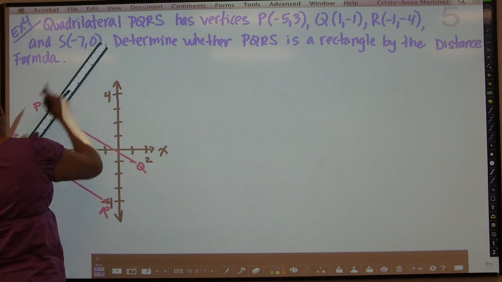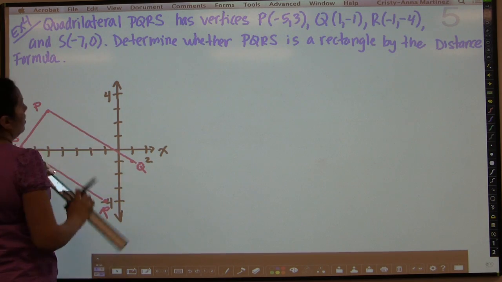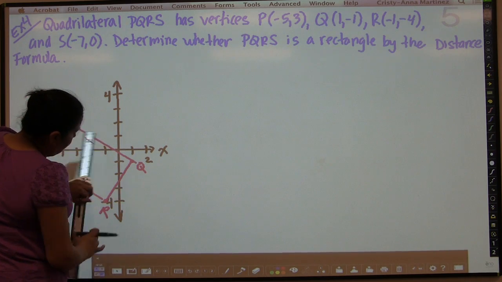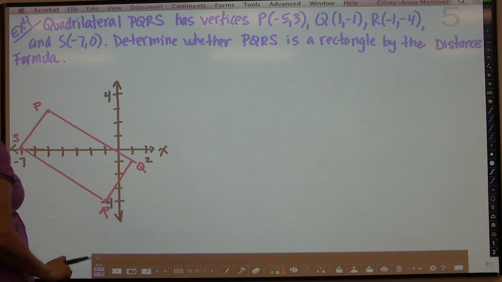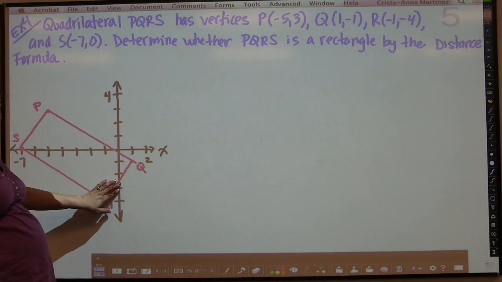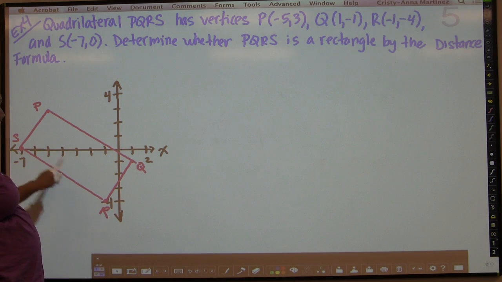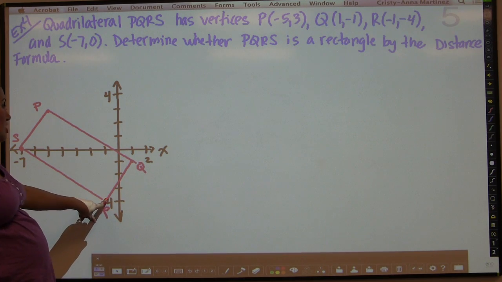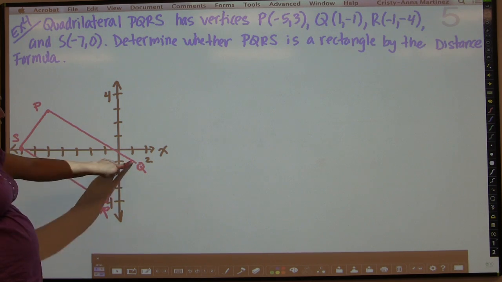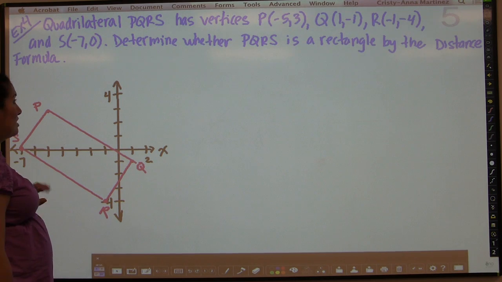And they want us to determine whether PQRS is a rectangle or not. And they want us to do this by using the method of the distance formula. Now there are other ways to be able to prove this. You can use the slope formula to confirm that all the opposite sides are parallel, and also that all of the angles are 90 degrees, that there's 4 90-degree angles. You can do that with the slope formula. You can also confirm with the distance formula that the diagonals are congruent. And so that's what we're going to do right now.